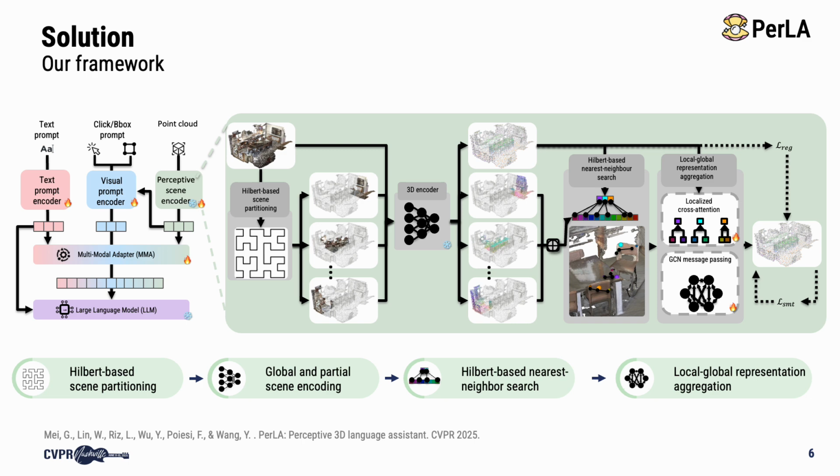And here's our solution. As shown in the slides, which is the full pipeline of PerLA, we begin with a shared 3D encoder to extract geometric features. These features are processed by prompt encoders and multimodal adapters that integrate language and visual inputs. Crucially, we incorporate localized cross-attention and GCN message passing to refine the fused representations.